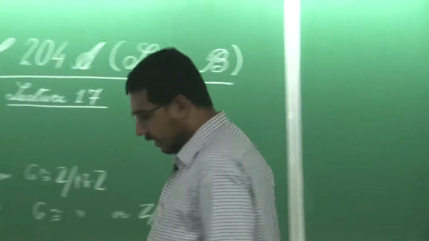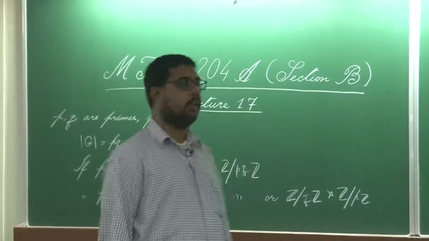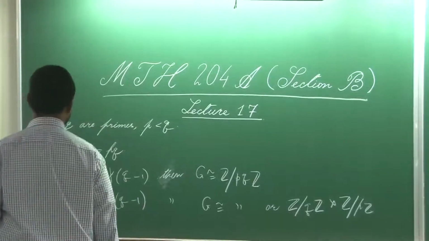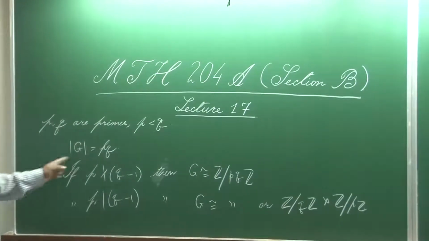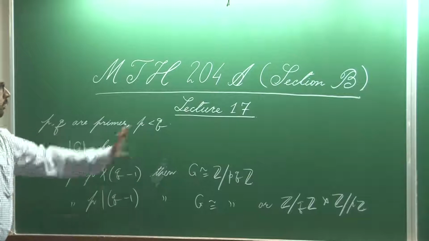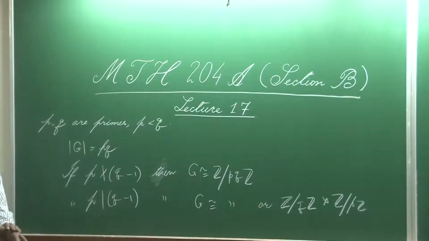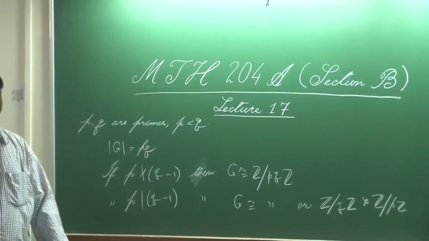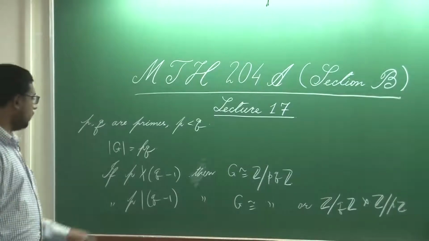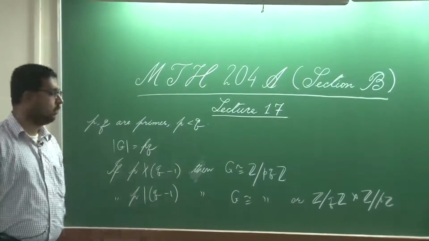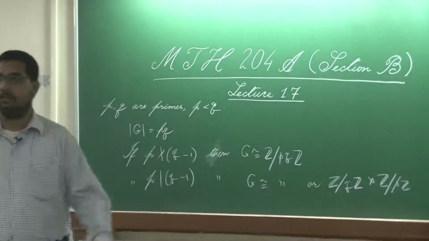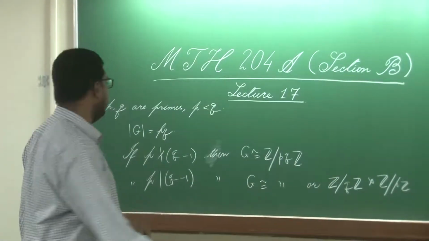This is the 17th lecture of the course MTH 204A for section B. Recall that in the last lecture we proved that if p and q are two distinct primes where p is less than q, and G is any group of order pq, then if p does not divide q minus 1, G has to be isomorphic to Z modulo pqZ.